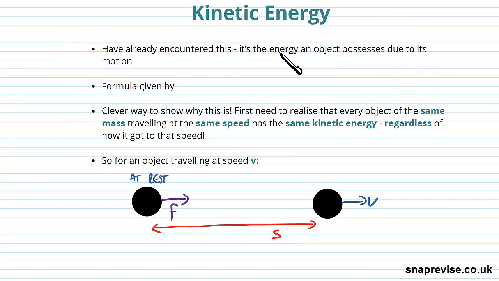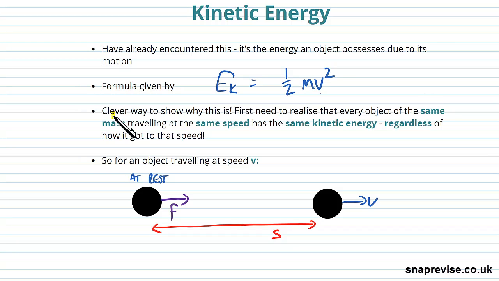So we've already encountered this, and it's just the energy an object possesses due to its motion. And we saw the formula was given by Ke, or Ek, depending on which one you like, is a half mv squared. But why is this? I kind of just plucked that out of nowhere, right? I told you that's what it was, but we didn't say why that was. And we can actually see why that's what it is by thinking about work done. And it's actually a really nice little proof, so I'll do that for you now.